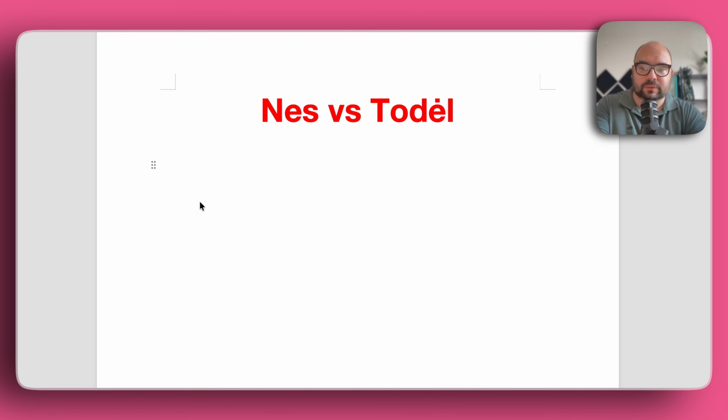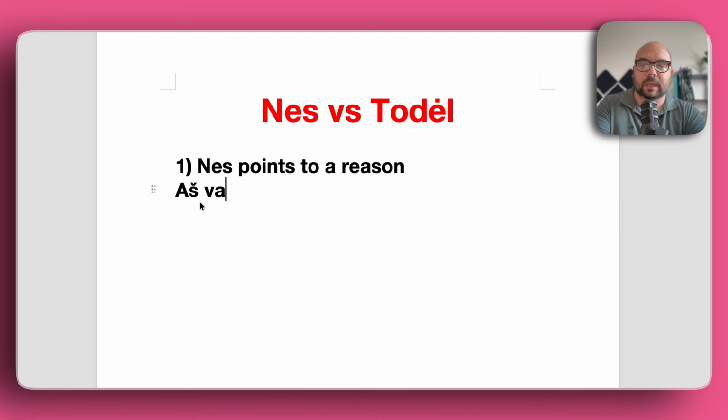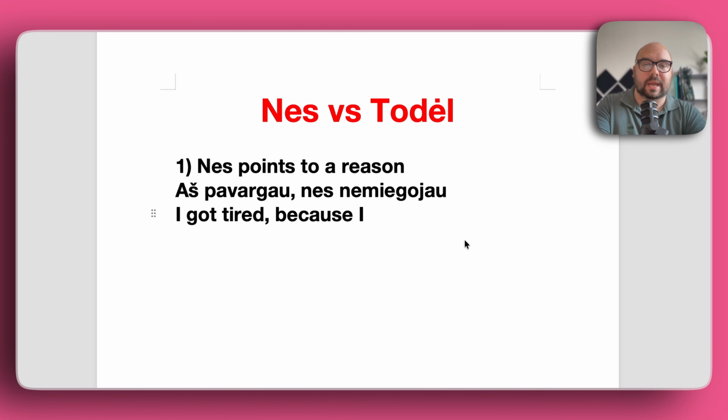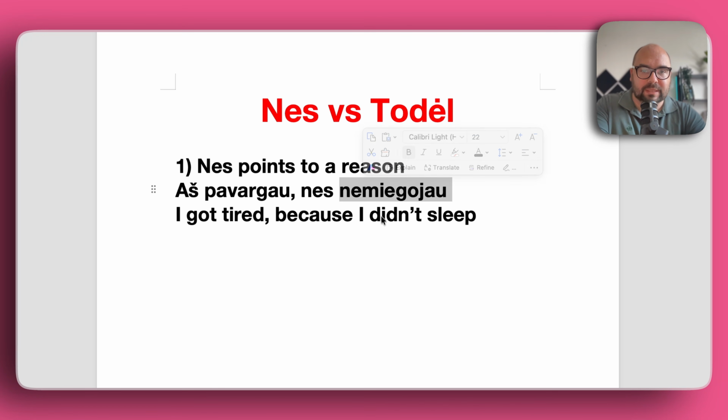So the first rule of thumb to remember is, Nes points to a reason. What that means, for example, I could say: aš pavargau, nes nemiegojau. That means I got tired because I didn't sleep. That's a direct translation of Nes into because. If we only have Todėl, we're not necessarily translating it to because, and mostly not, because we have a different way to translate it. So Nes points to a reason. The not sleeping is the reason for me being tired.